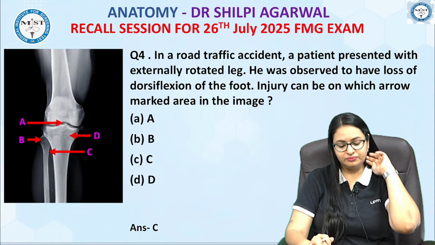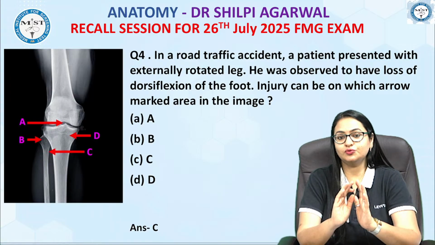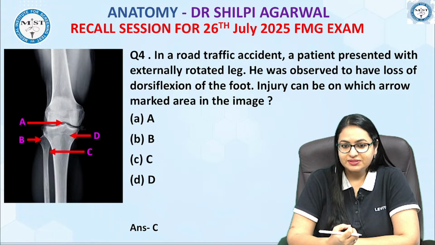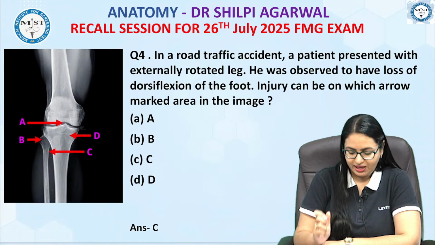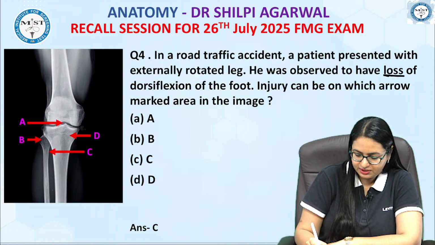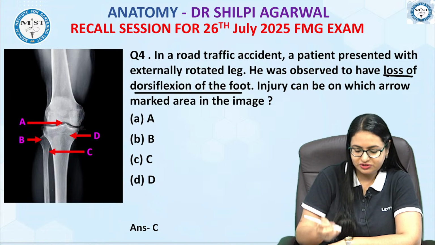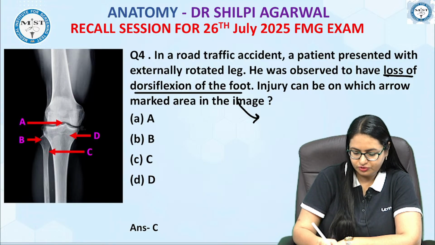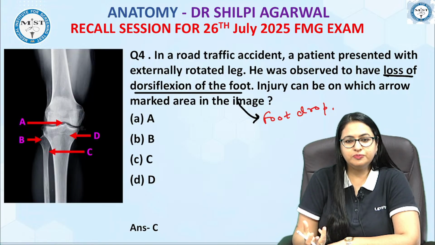This question we have already discussed in the 25 important YouTube session. This is the X-ray of the knee joint, in which all these arrows were put, and the question was that in a road traffic accident, a patient presented with an externally rotated leg and was observed to have loss of dorsiflexion of the foot. This is the key point here. Loss of dorsiflexion of the foot, you very well know, is foot drop. We are actually talking about foot drop, which means common peroneal nerve.